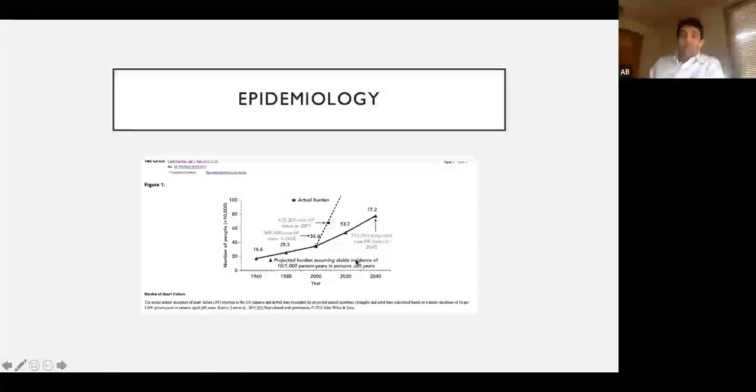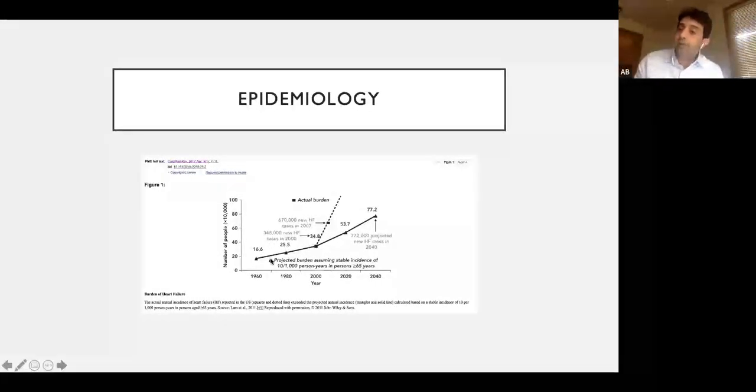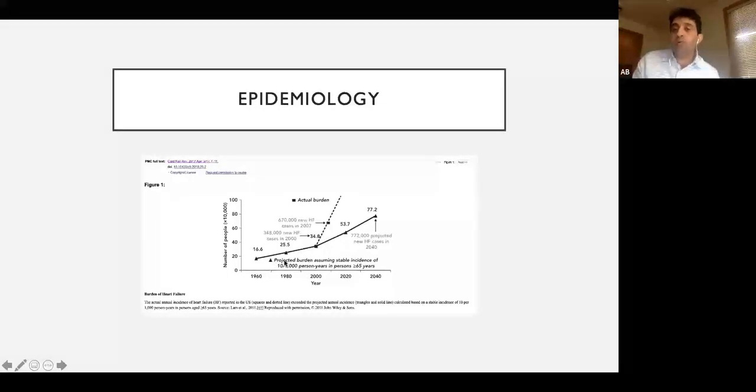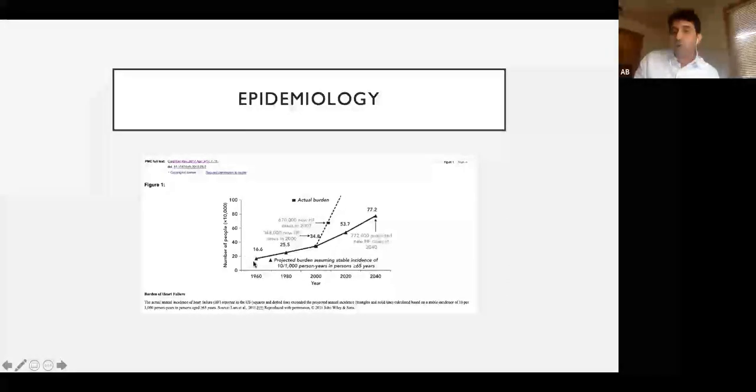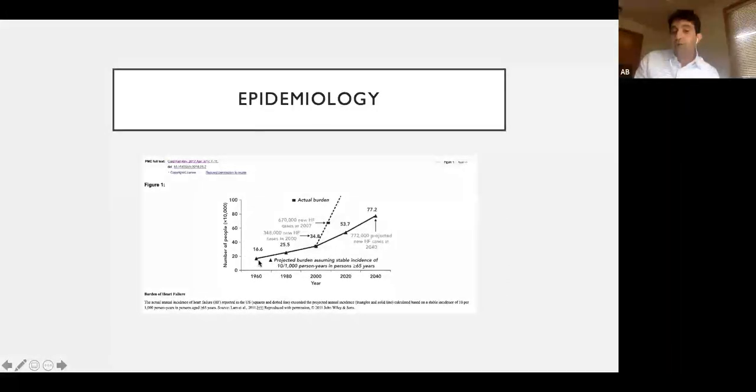And this is an important graph that shows that, unfortunately, the prevalence and the incidence of heart failure just keep rising. By the year 2040, we will have close to 1 million new cases of heart failure in comparison to 1960. You see the difference between 16,000, I think, might be more than that, and almost close to 1 million by the year 2040. That's a projection.